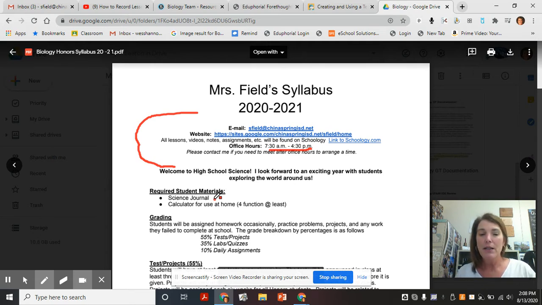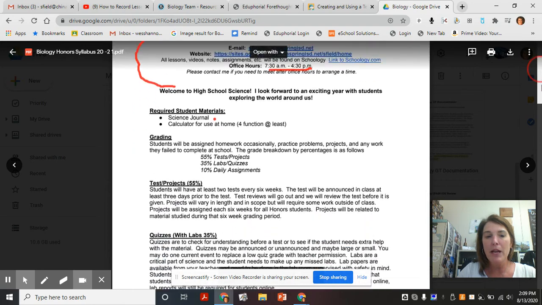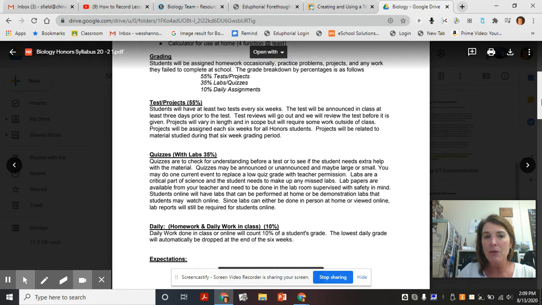You also need a calculator. It does not have to be one of the fancy calculators. You just need something that has the basic functions. As far as grading goes, we have 3 categories. We have tests and projects, which count for 55%. Labs and quizzes count 35%, and daily assignments count 10%.